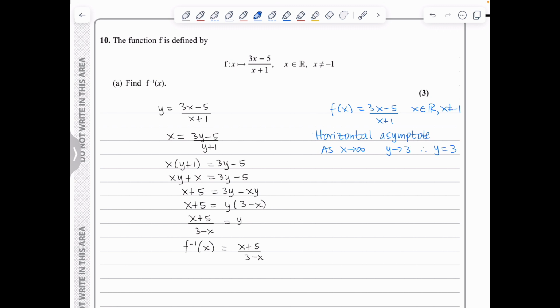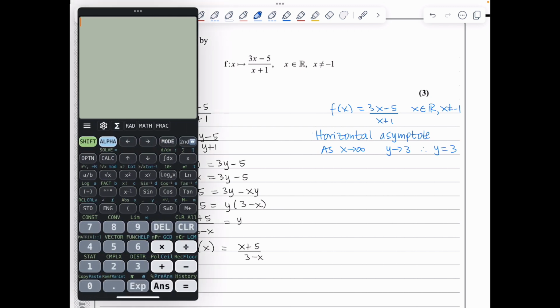Now this could also be done on the calculator without having to think of the limiting process on my own. So what I could do is substitute a really big value for x. So I just put lots of 9s here. I put the equal sign, and then I'm going to do 3 minus 5 over my ans plus 1. So essentially I have substituted x with a really big value, and I have calculated the corresponding value of y. You can see the 2.9999. So the horizontal asymptote is at y is equal to 3.